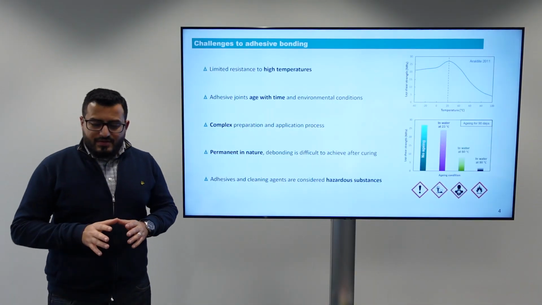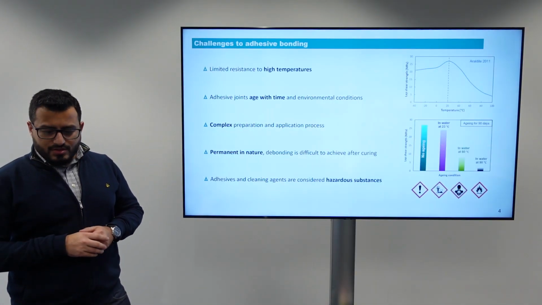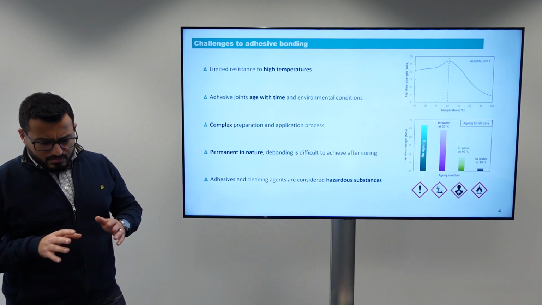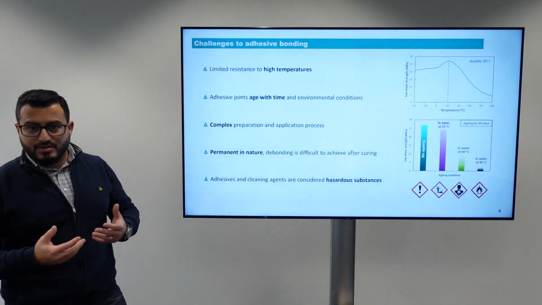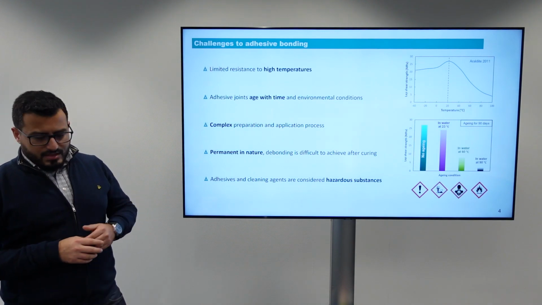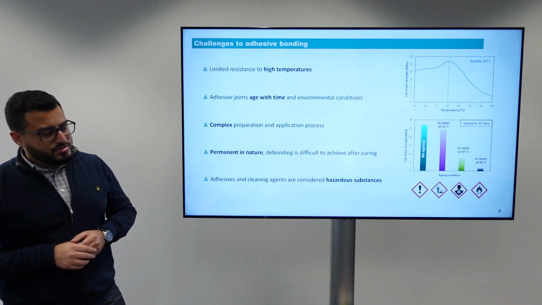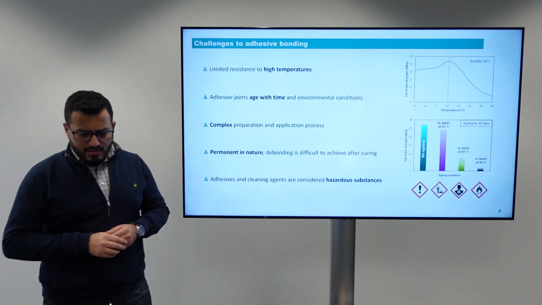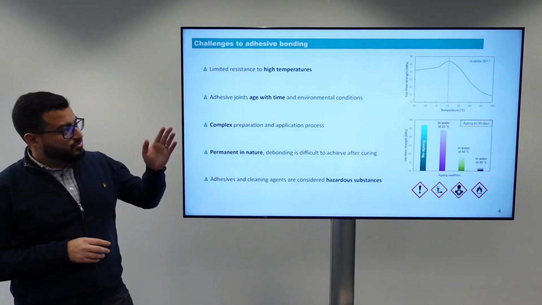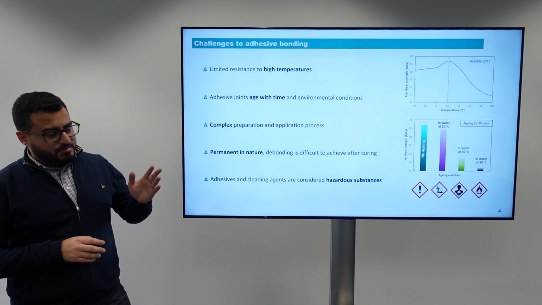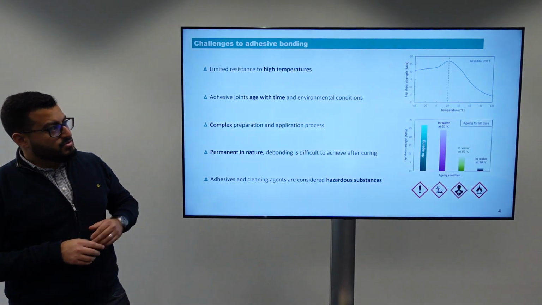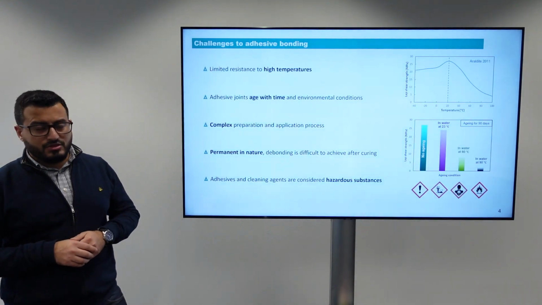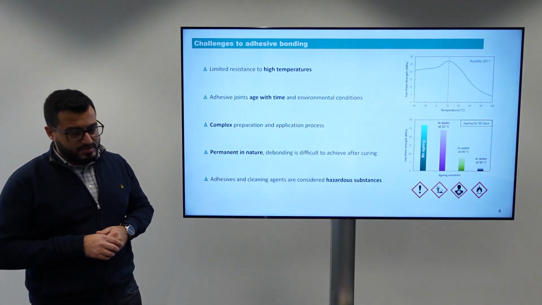However, with all these nice advantages, there are also some challenges to adhesive bonding. Bonded joints have limited resistance to high temperature, depending on the type of the adhesive used. You can see an example of a typical two-component epoxy in the first graph. The maximum strength is achieved at room temperature, but at much higher temperatures, at 100 degrees, you see a significant reduction in the strength of the adhesive.